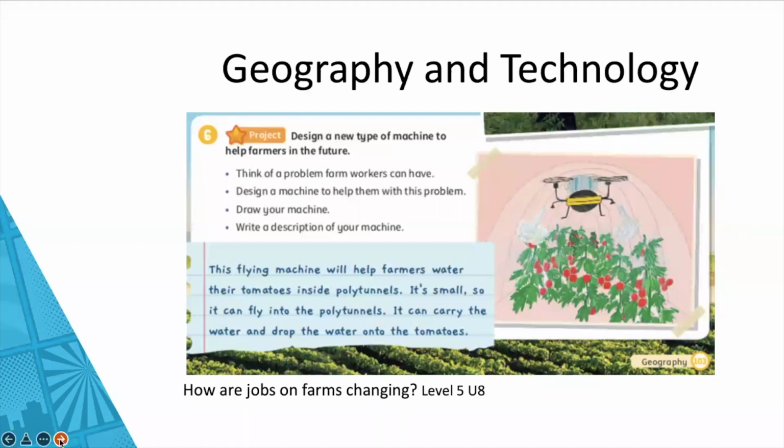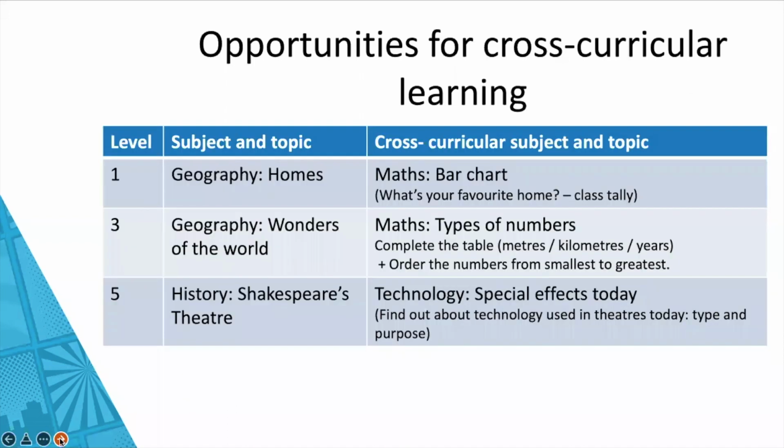Other opportunities for cross-curricular. My examples here for geography and homes. Students could look at the homes presented in the book and then respond to the question, what's your favorite home? Once a tally is taken on the board, students can draw a bar chart and then look at the numbers and interpret them. Six of us like the houseboat best, 10 of us like the tree house, etc. So mixing the geography and maths.